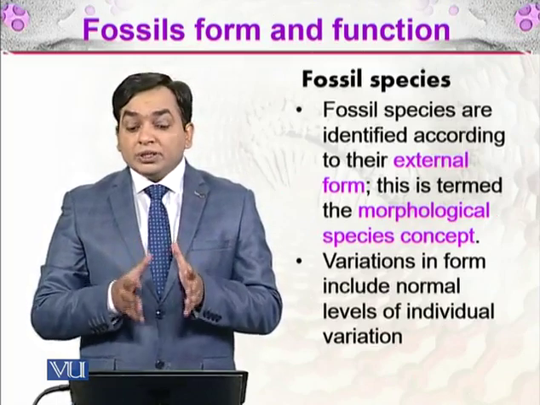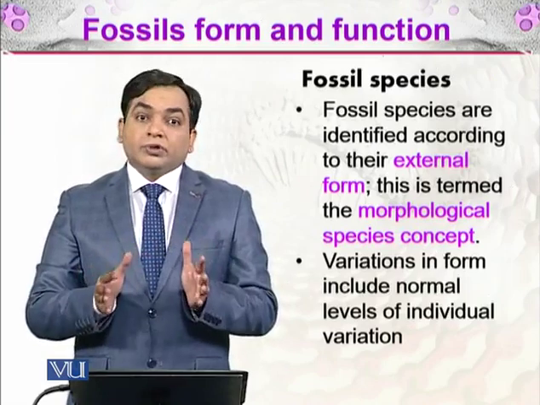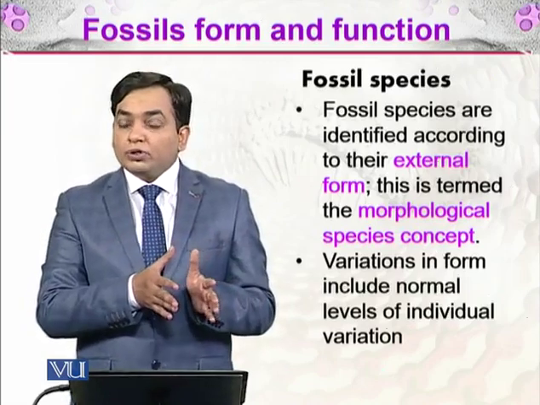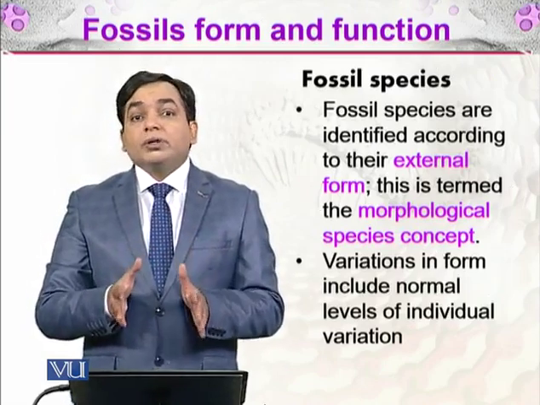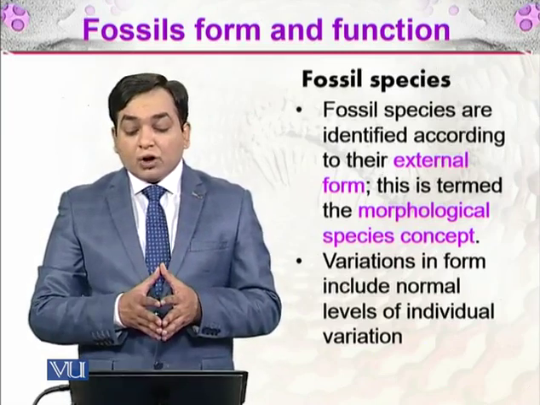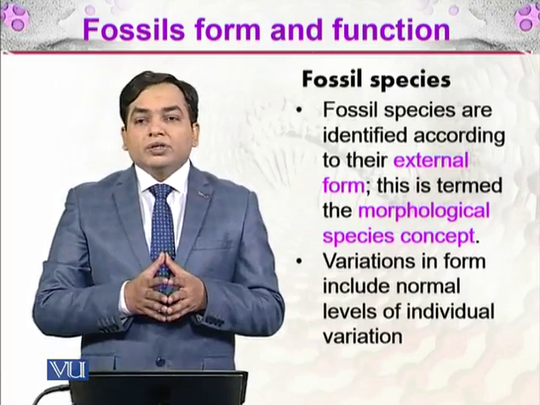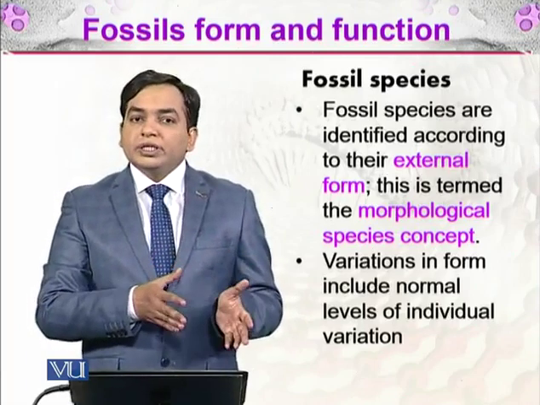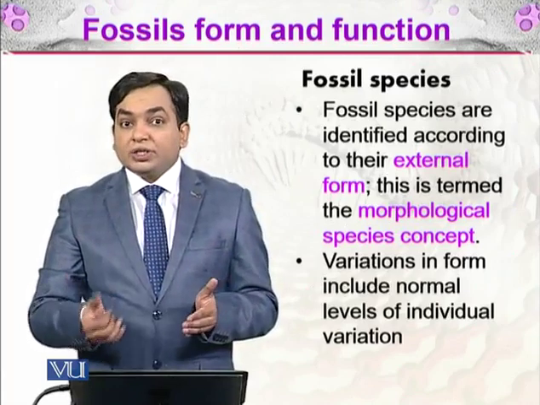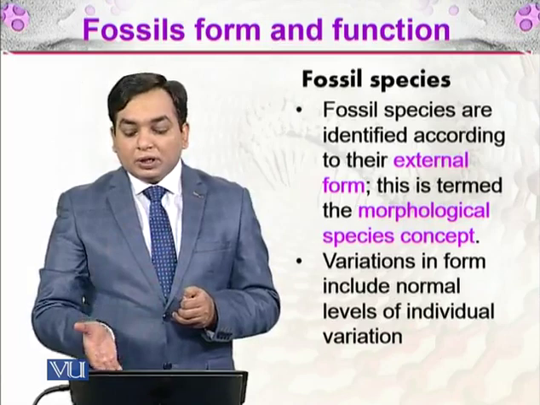So that gives us more wiggle room, right? We only see the morphology, so the chances of error are much greater. The variation in form includes the normal level of individual variation. Of course, individuals of the same species will have variations, and we can find those in the fossils as well.